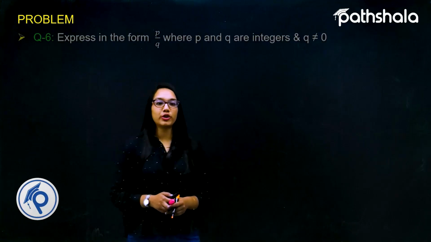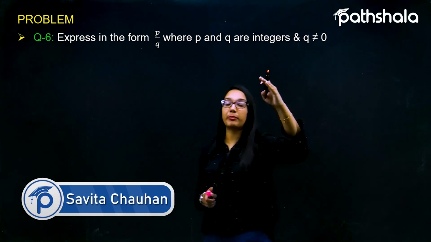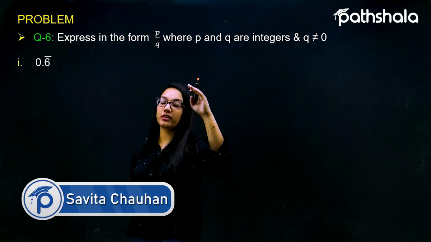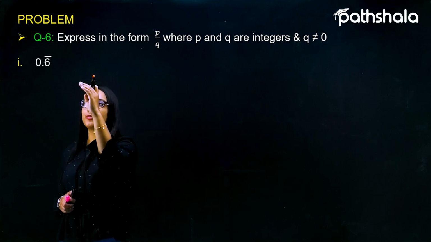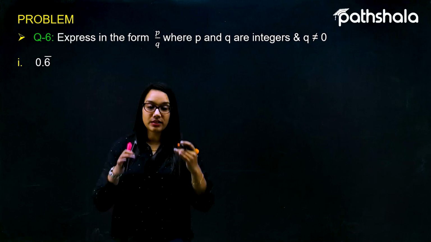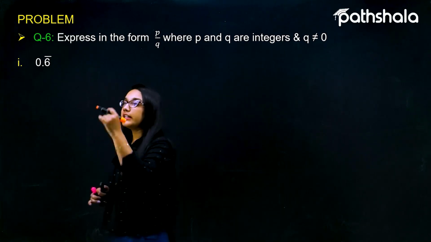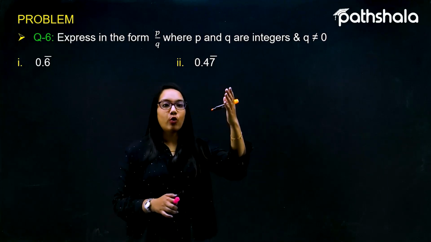So let's just move on further towards question number 6, which says: express in the form P by Q, where P, Q are integers. Let us suppose we are talking about part 1, in which we have to convert 0.6 bar into the form of P by Q. It is an easy task. We will also take another part, that is 0.47 bar.